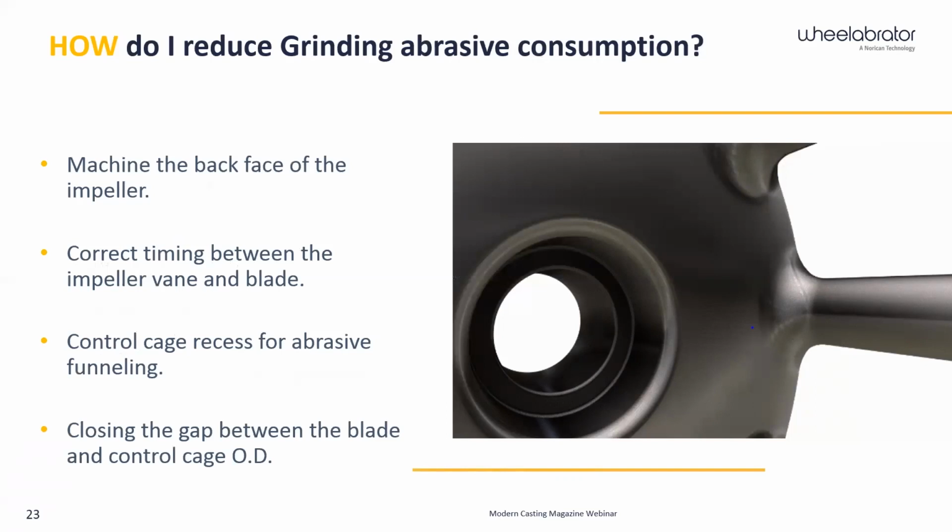Everything is a lot more toleranced these days, so you are assured on a machined impeller that it is riding concentric inside the control cage at all times. You're going to have that same gap rotating around all 360 between the impeller and the control cage. Another thing you can do is make sure you have the correct timing between the impeller vane and the blade. When we were talking about that violent transition of the abrasive coming out of that control cage onto the blades, all of that is actually controlled by the timing between the vane and the blade.